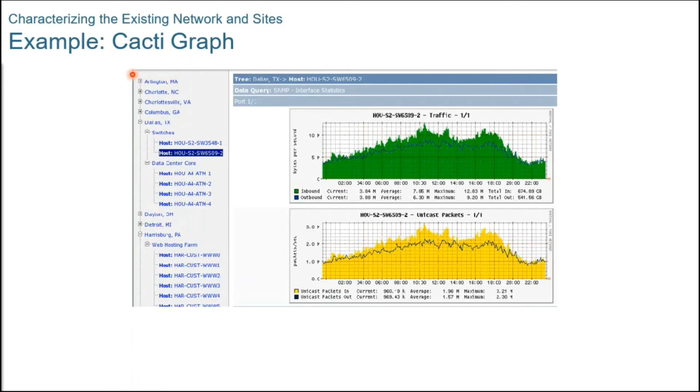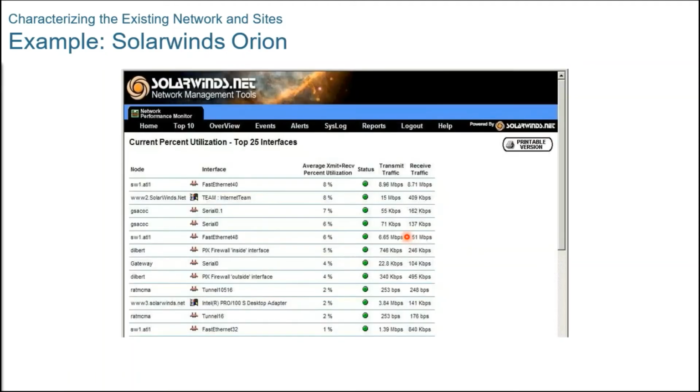Other network analysis tools include Cacti, here a Cacti graph. This figure shows a sample output from the Cacti tool illustrating the daily throughput on a link. Another example here is a SolarWinds Orion output. The figure is an example of a utilization table from the SolarWinds Orion tool illustrating the current percentage utilization on the top 25 interfaces.